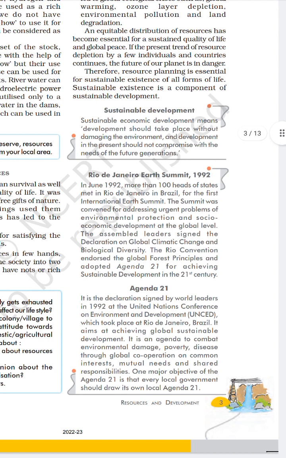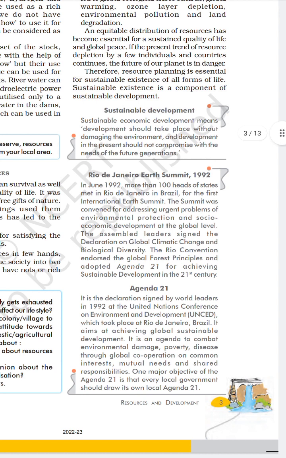In June 1992, more than 100 heads of state met in Rio de Janeiro in Brazil for the first International Earth Summit. The summit was convened for addressing urgent problems of environmental protection and socio-economic development at the global level. The assembled leaders signed the Declaration on Global Climatic Change and Biological Diversity. The Rio Convention endorsed the Global Forest Principle and adopted Agenda 21 for achieving sustainable development in the 21st century.